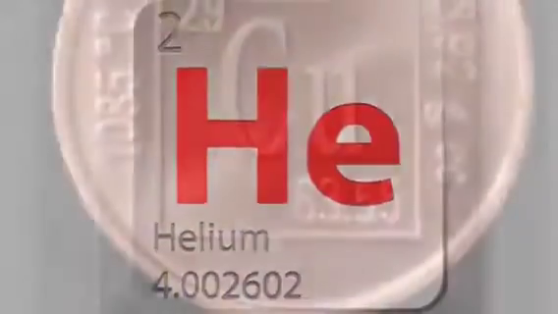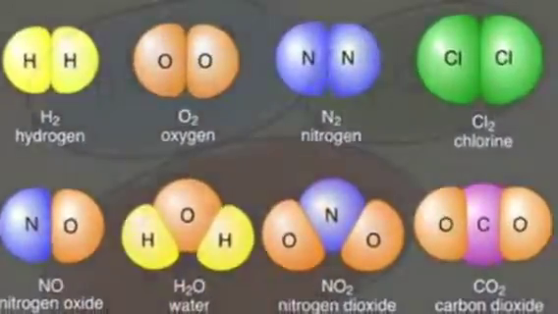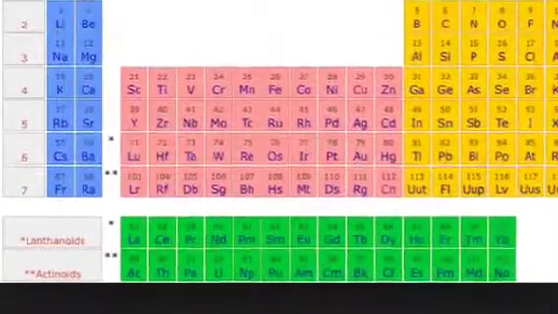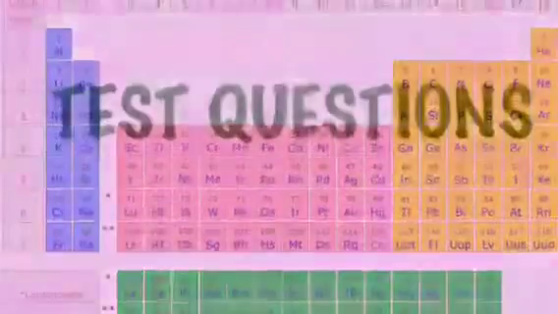Elements and compounds. An element is a pure substance that cannot be separated into simpler substances by physical or chemical means. Compounds are made up of two or more different elements that are combined chemically. The periodic table organizes the elements into a grid of horizontal rows called periods and vertical columns called groups or families.